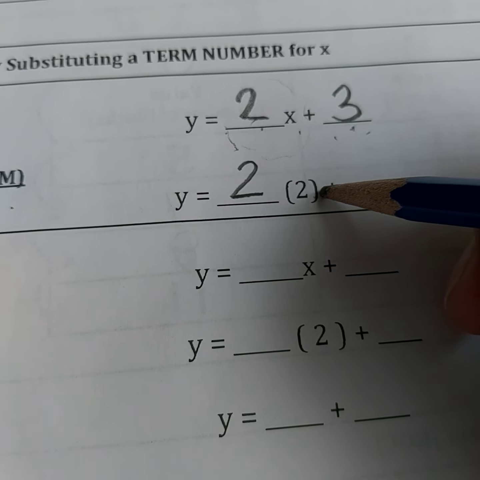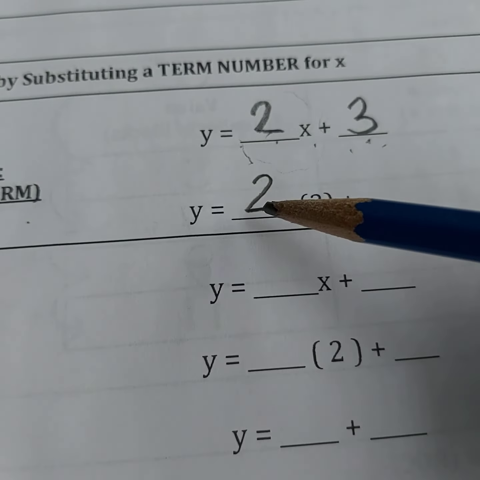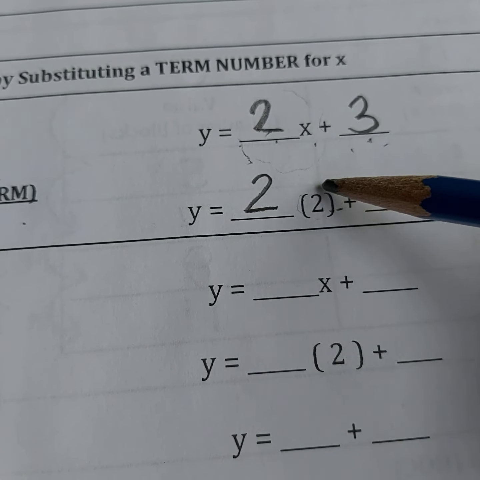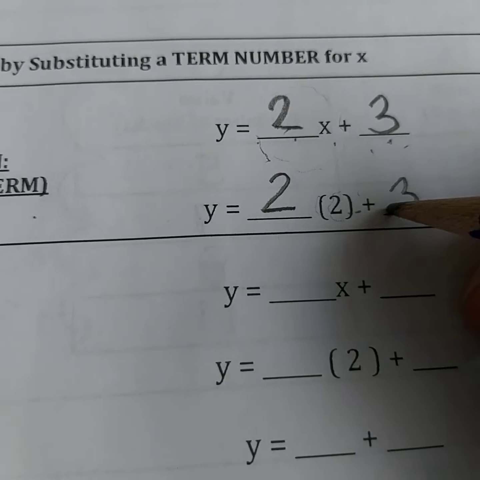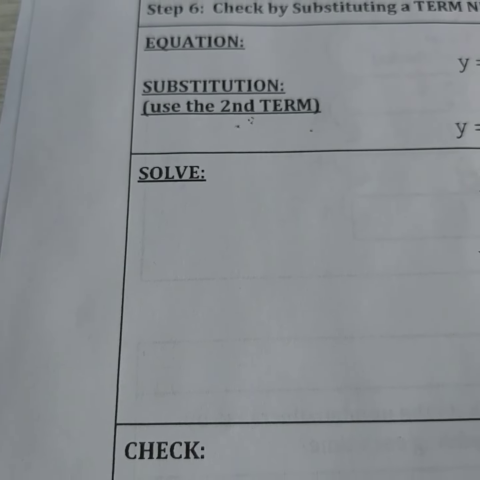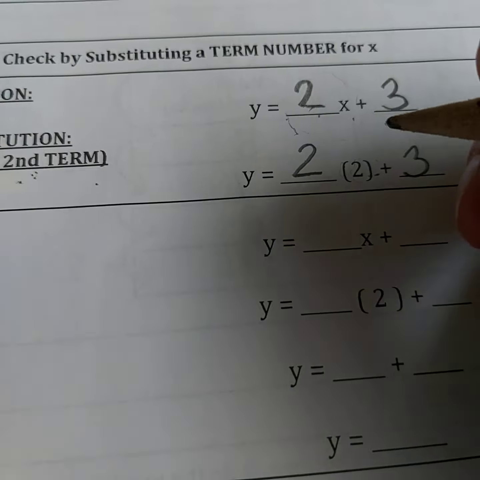Now why do I have 2 in brackets here? Because we're looking at the second term. Okay, so the x is replaced by the number of the term that we're looking at. And then we're going to add 3 over here. Okay, so now I just solve this as a two-step equation.